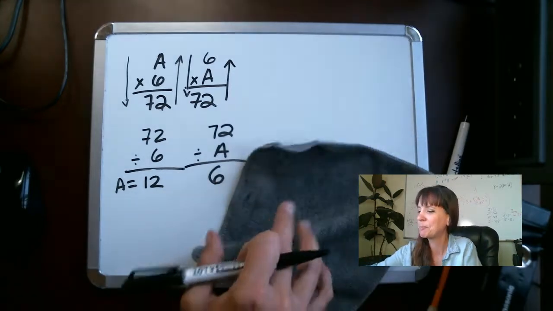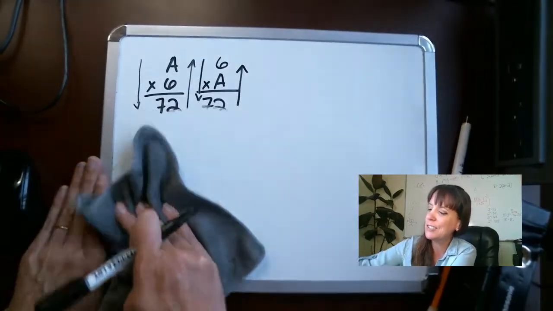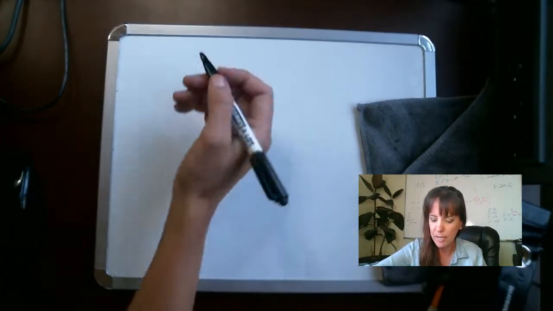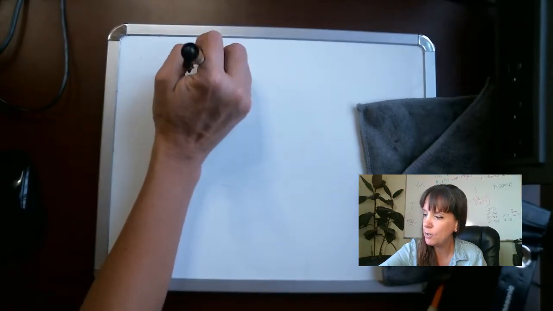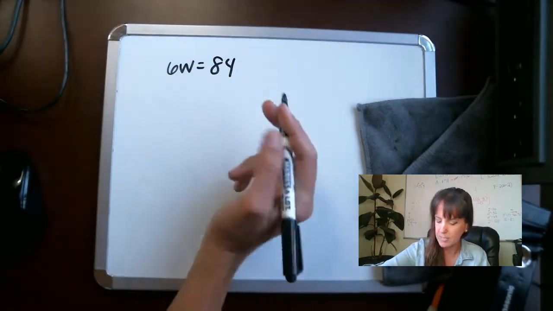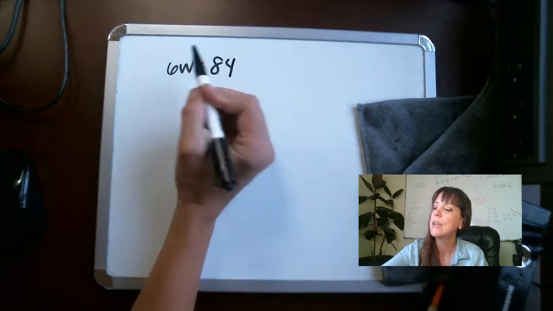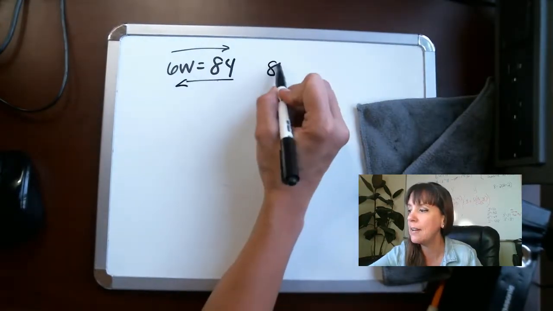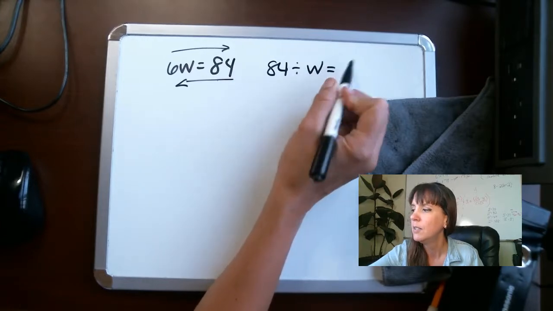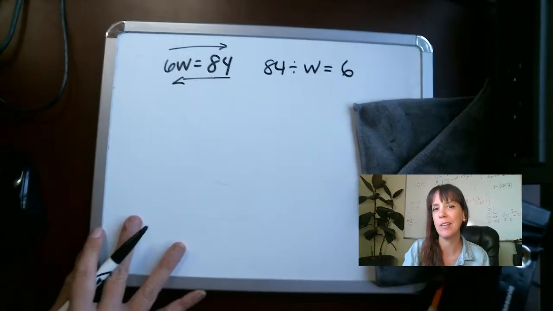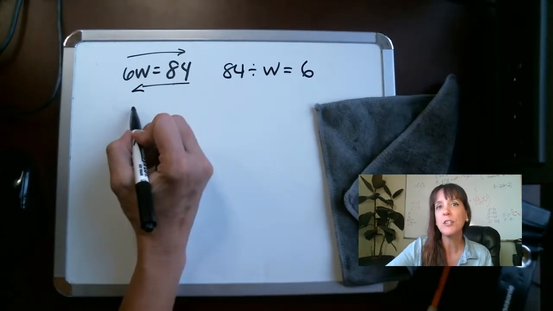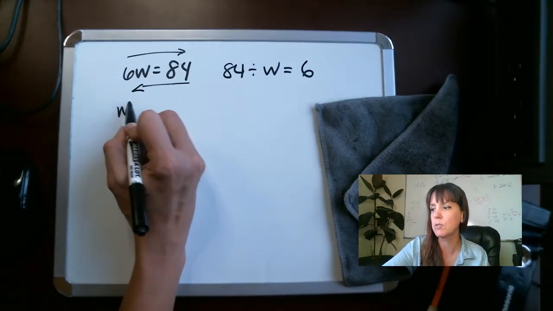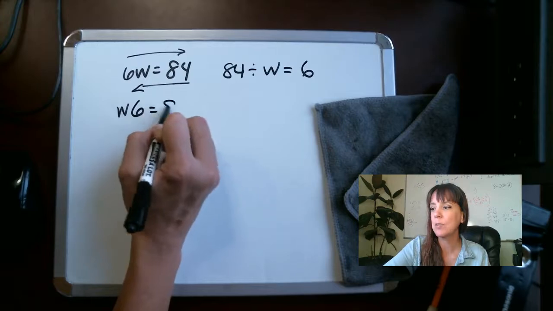Okay, so let's look at the next one here. Example 2 on the next page. 6W equals 84. If we multiply in that direction, we can divide in this direction. 84 divided by W is 6. That doesn't really help us all that much, does it? What we can do though, just like addition, that commutative property says swap these guys around. So W times 6 equals 84.